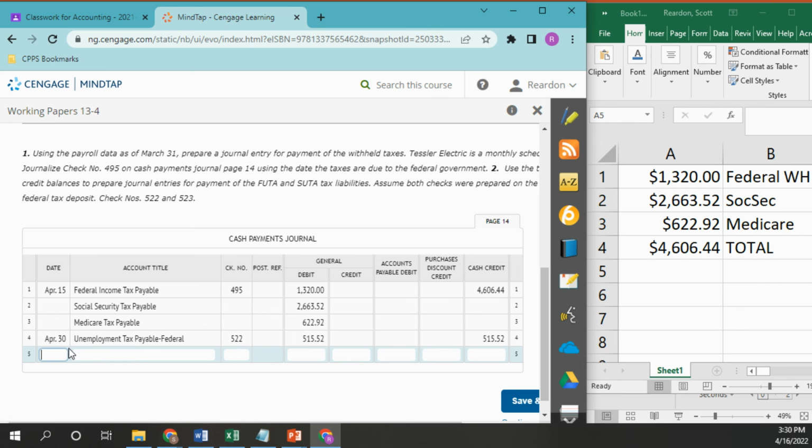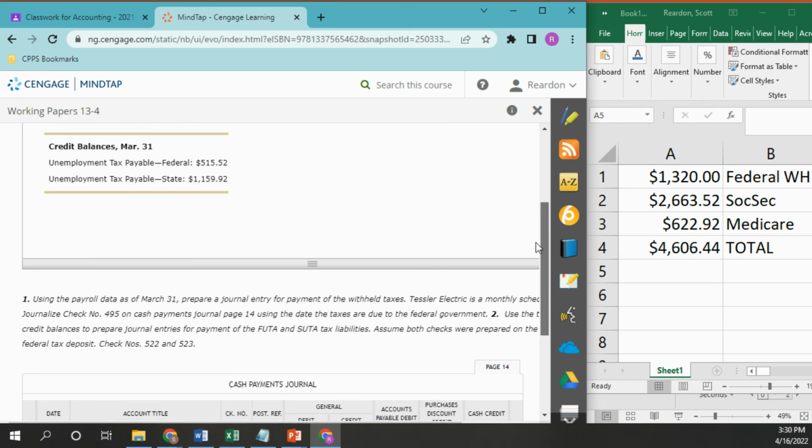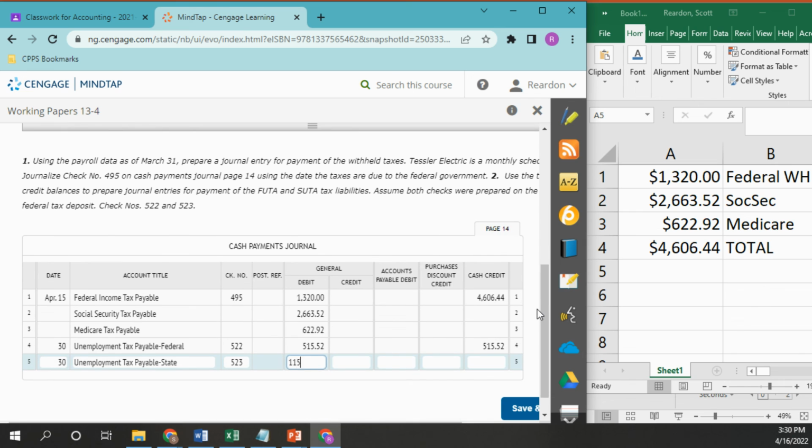1159.92. Now I don't have to say APR. You guys are going to nick me for that, aren't you? I don't need to say APR again. There we go. And again on the 30th, I'm going to say unemployment tax payable state for 523, and I've already forgotten my amount here, 1159.92. Okay, there we go.